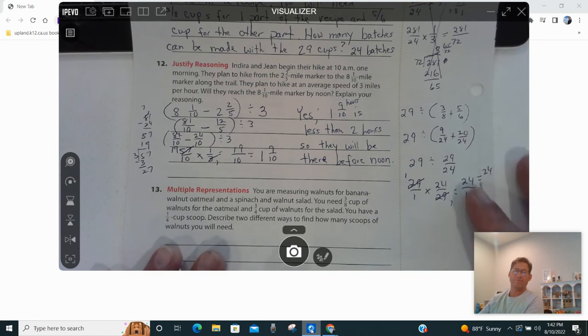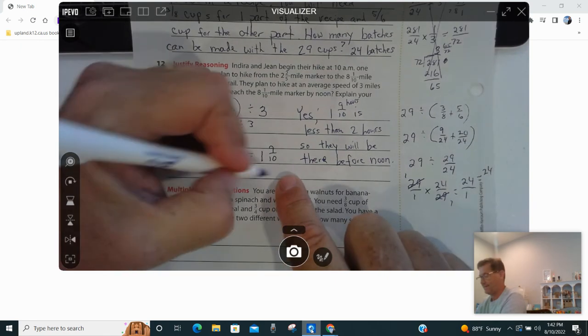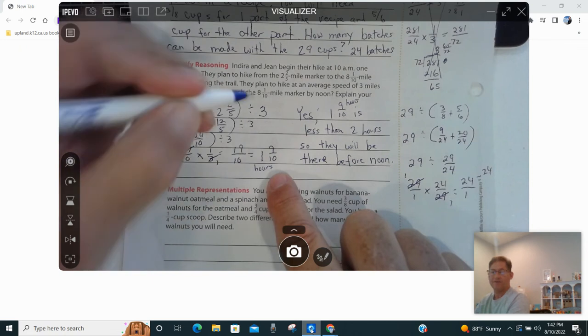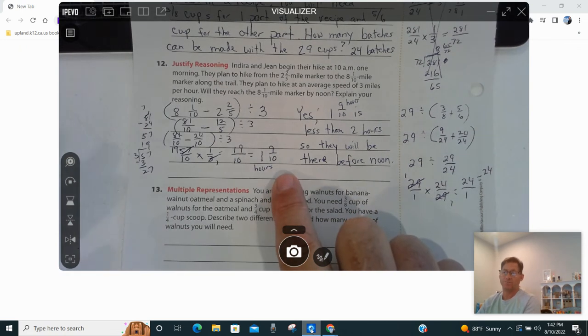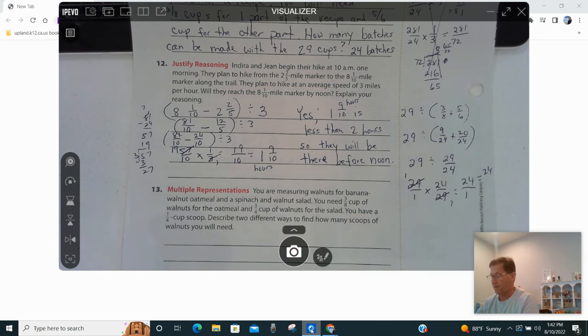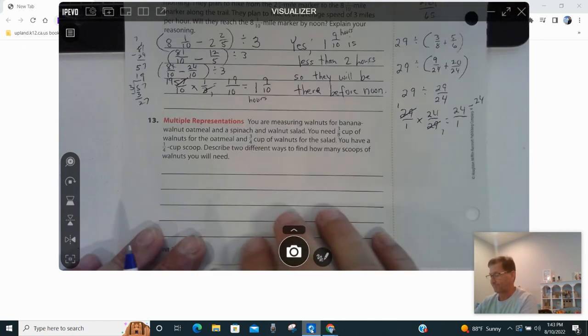Okay, so when we divided, we came up with an answer of 1 9/10 hours. That's how long it's going to take them to hike. Anything less than 2 hours, they'd be there before noon, right? Because 10 plus 2 would be noon.